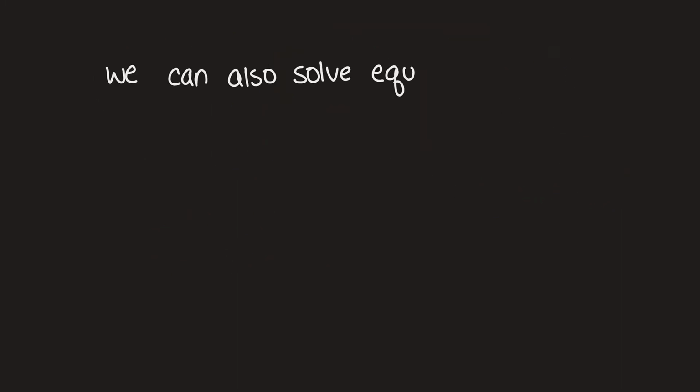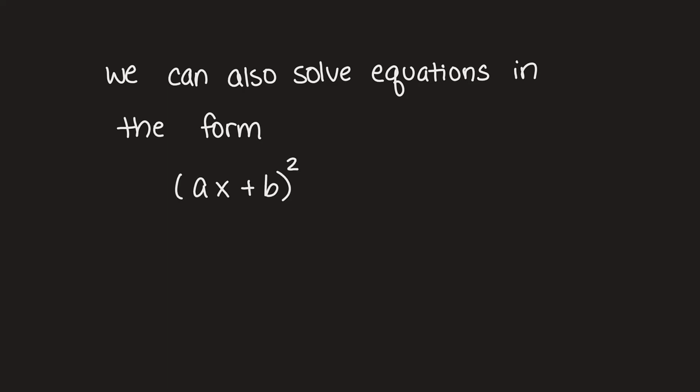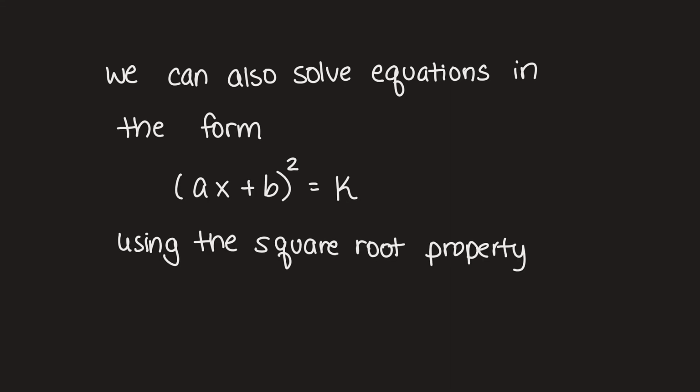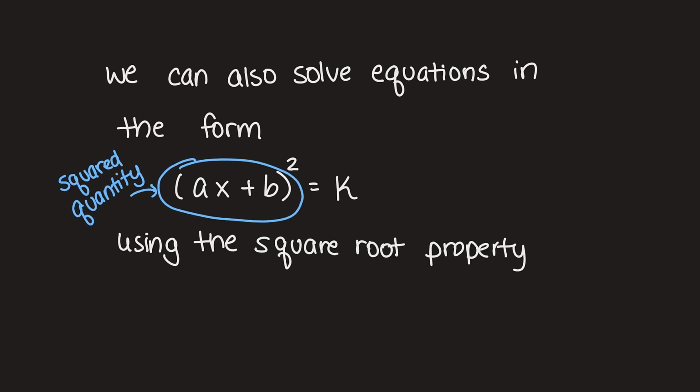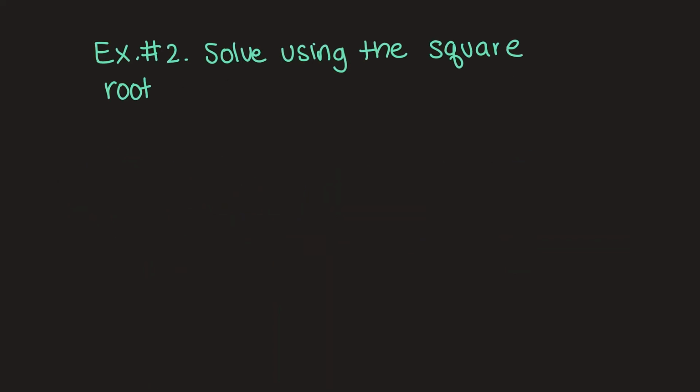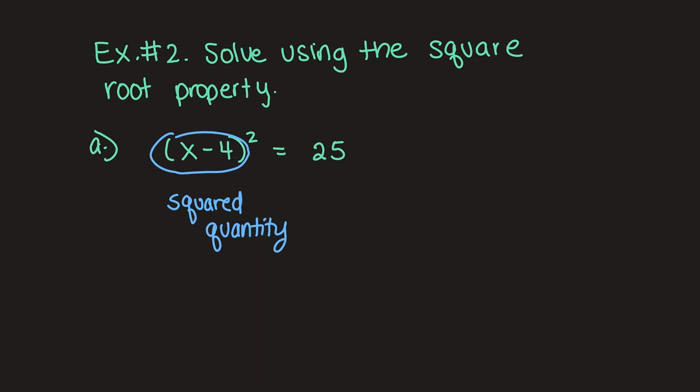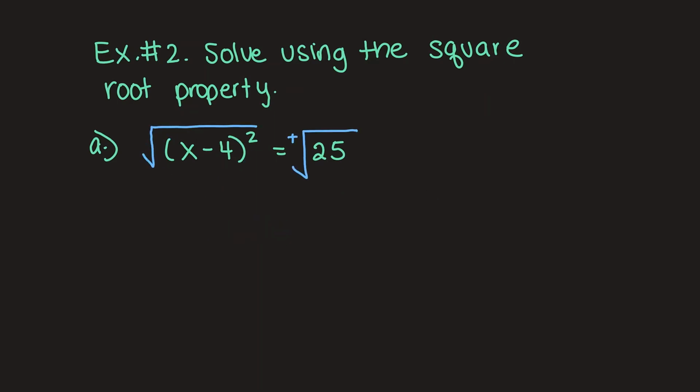So we can also solve equations in the form ax plus b quantity squared equals k, a constant, using the square root property. And we can do this because we have a squared quantity on one side and a constant on the other side. So for example 2, we want to solve the following equation using the square root property. Since the equation has a squared quantity on one side and a constant on the other side, we can use the square root property to take the square root of both sides of the equation.